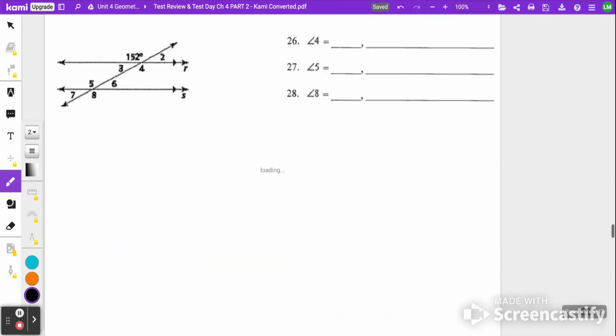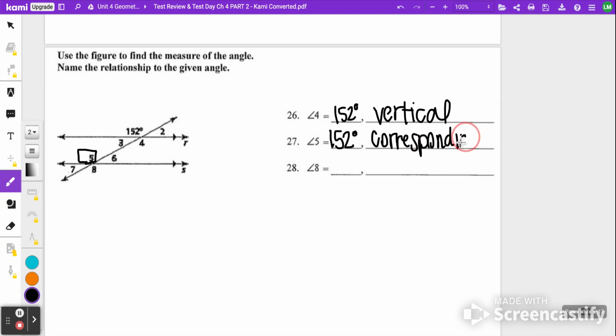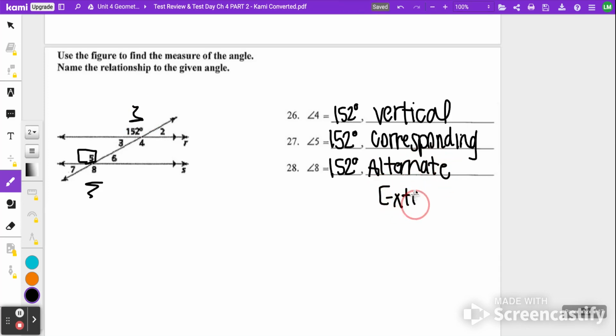The last few questions are just going over angle measurements and the relationship. So angle 4 is here. It's directly across from 152, so it's equal to 152 degrees because these are vertical. Angle 5 is also in the same position as 152, so it's also equal to 152, and this is called corresponding. And then angle measure number 8 is also 152 degrees due to the original placement of 152. These are alternate exterior, because we're telling the relationship of the given angle.